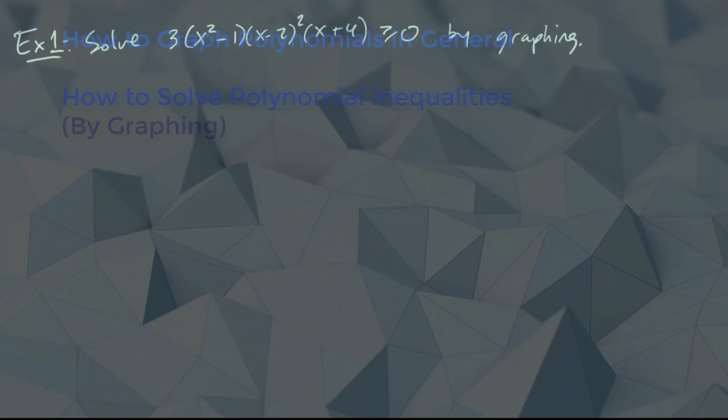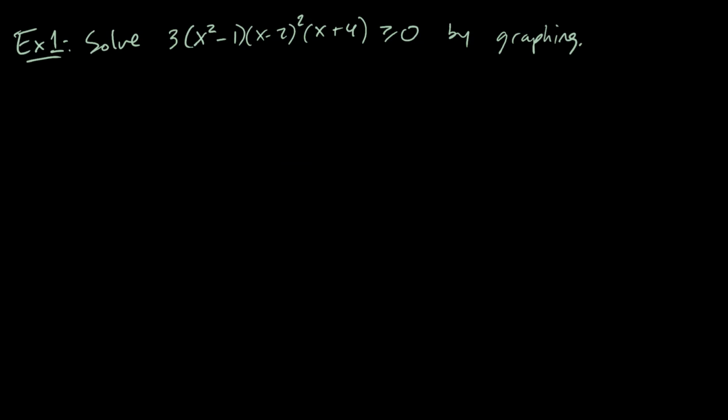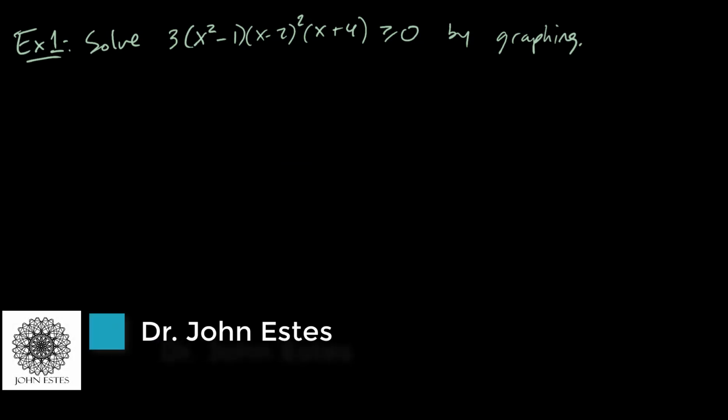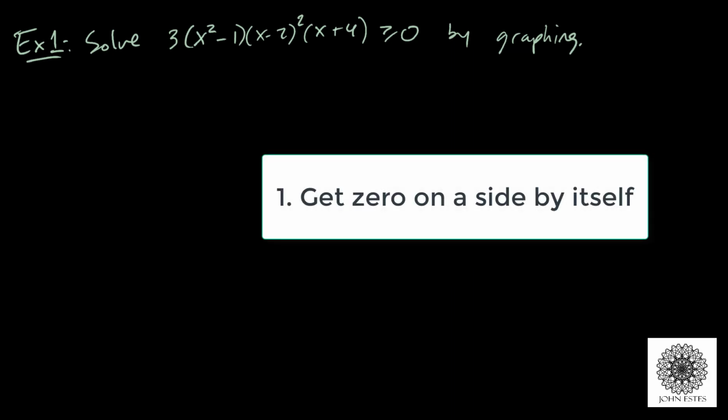Polynomial inequalities, and this time we want to solve by graphing. I've already done a video on how to solve these with sign charts, but this time we're going to look at graphing. And the first thing you want to do in solving this inequality is make sure you have 0 on one side.